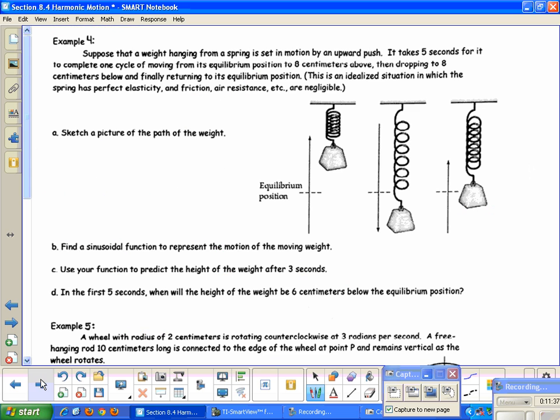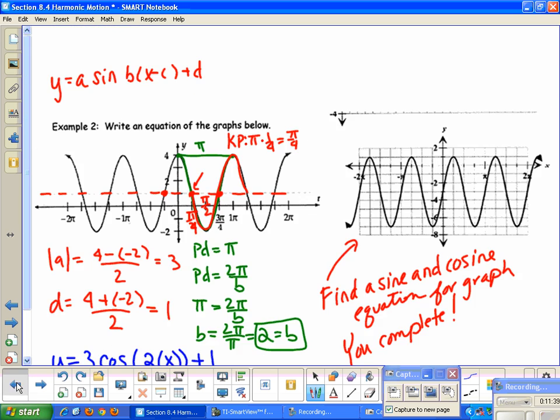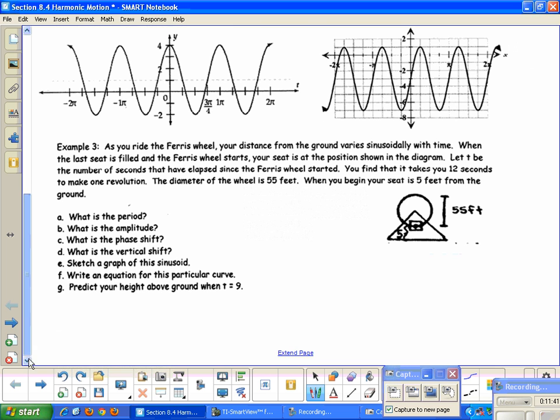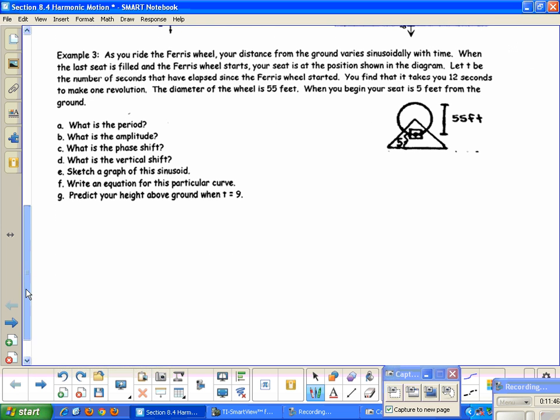So let's get to the heart of some of these problems and actually do an application. So for example 3, it says, as you ride the Ferris wheel, your distance from the ground varies sinusoidally with time. When the last seat is filled and the Ferris wheel starts, your seat is at the position shown in the diagram. Let t be the number of seconds that have elapsed since the Ferris wheel started. You find that it takes 12 seconds to make one revolution. The diameter of the wheel is 55 feet. When you begin, your seat is 5 feet from the ground. What is the period of the function?